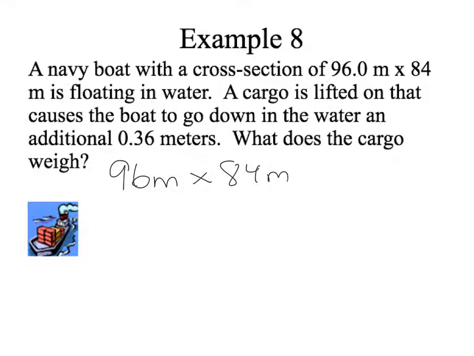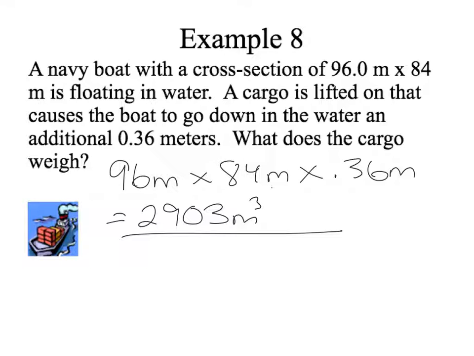And we don't really care that it was floating before, but we're going to put some cargo on it, and that requires the boat to go down a little bit more. So we are looking at, because the cargo got added, an extra 2,903 cubic meters of water has to be displaced to continue to let it float. Again, focusing on the buoyant force and fresh water.